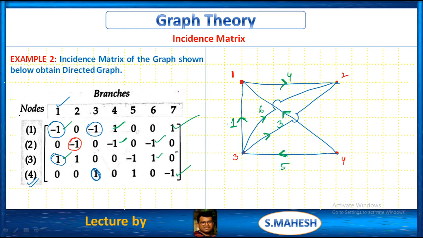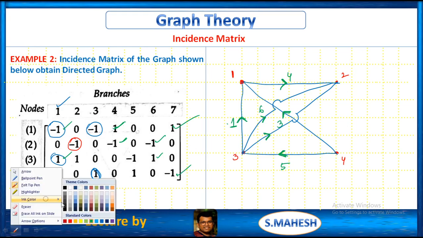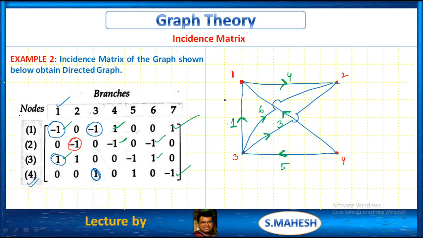From node 1, positive 1, node 4, negative 1. So, away from node 1 towards node 4. So, let us draw with black. Away from node 1, right? That's why it is towards node 4. This is my, sorry, 7. Completed. This is the graph from that given incidence matrix.